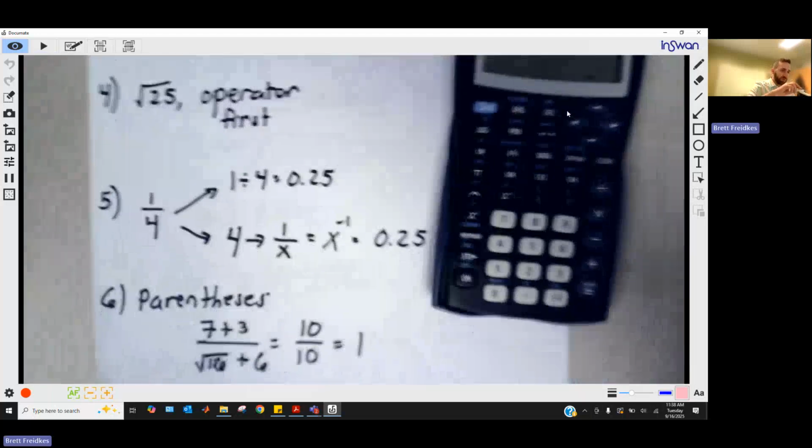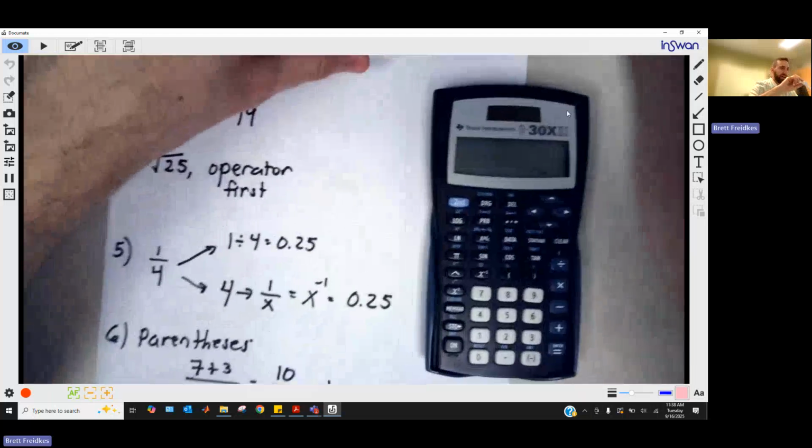Another thing, oops, give me a second. Sorry. Stock cam is kind of finicky.